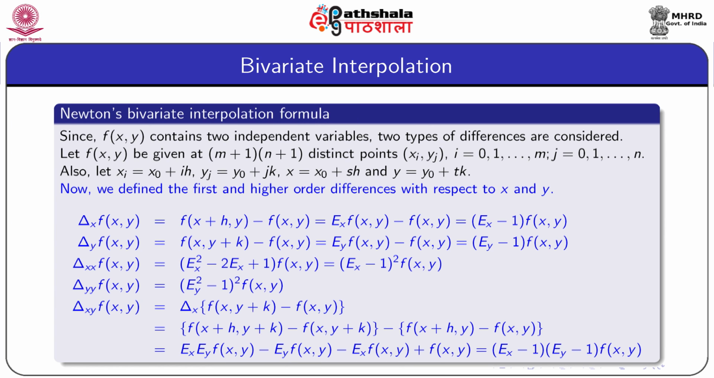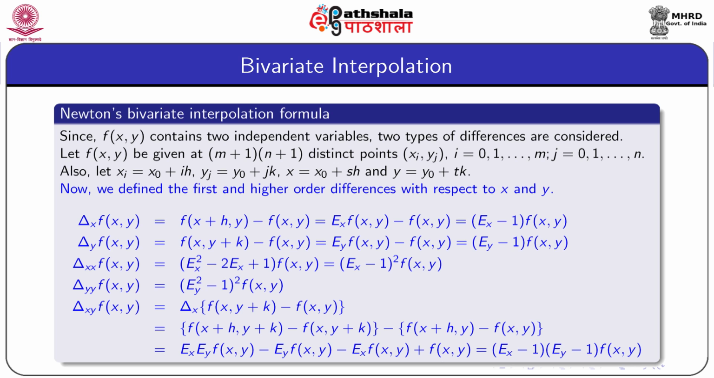So we define some first order and higher order differences with respect to x and y. Now delta suffix x indicates the forward difference operator for the variable x. So delta x of f of x y is equal to f of x plus h comma y minus f of x comma y. Note that the value of y remains unchanged, only the value of x is changed. So using the shift operator, the first term is equal to E suffix x of f of x y minus f of x y, which is equal to Ex minus 1 of f of x y.